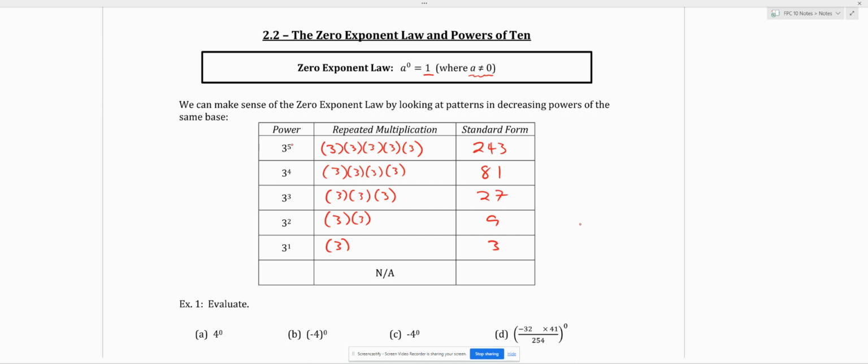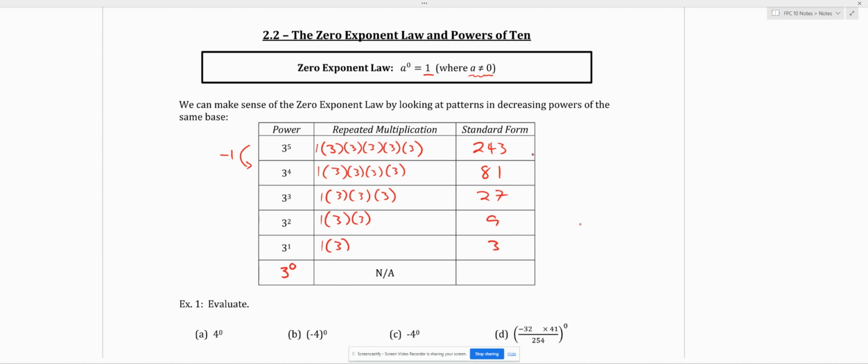And now if we follow this pattern, every time we are subtracting 1 on the exponent, okay? And so that means this last one should be 3 to the 0. Now, this says NA. We essentially cannot represent this in repeated multiplication because nothing's being repeatedly multiplied. The 3 does not exist. But what I didn't say was there's actually a 1 sitting in front of all of these. And so there is a 1 here that's not being repeatedly multiplied with anything.